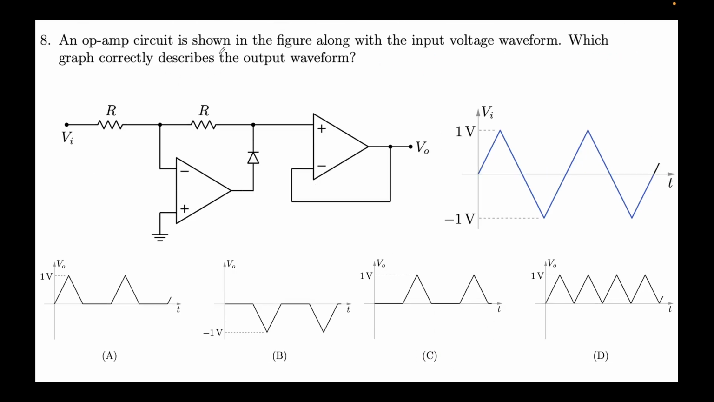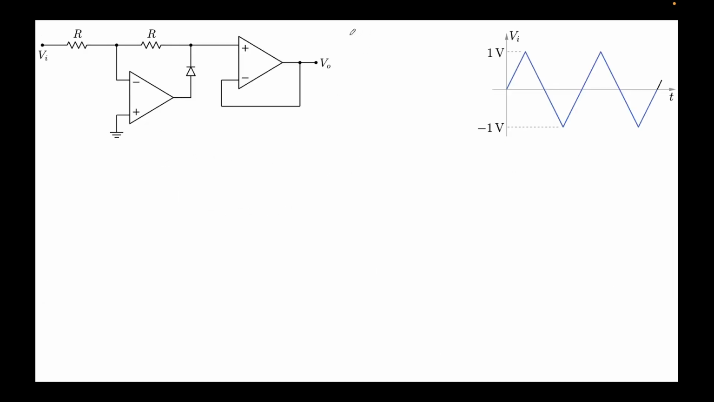In this case, an op-amp circuit is shown in the figure with the input voltage waveform. Which graph correctly describes the output waveform? So the input waveform is given, and we are required to plot the output waveform. Alright, so again I'll assume case 1, as we always do. D is on. When the diode is on, I'll just quickly draw the circuit diagram, how it looks. This is R, minus plus, this is ground, this is R.